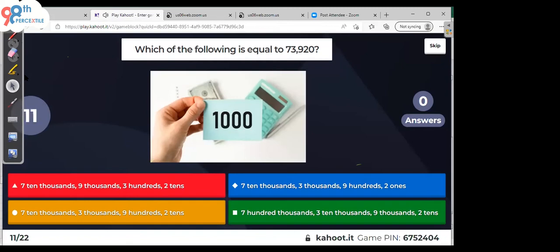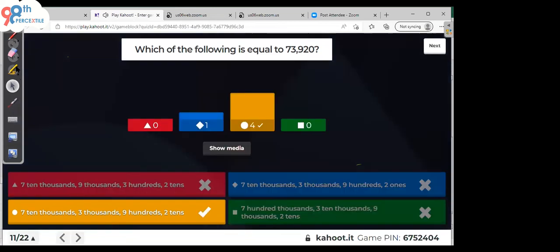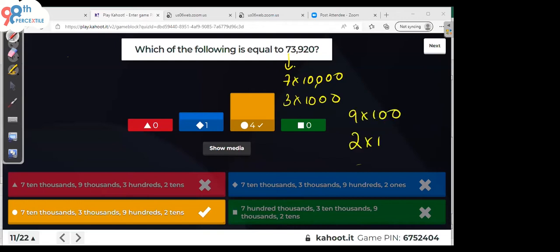It's the expanded form that you have to find out. Okay, so if you could see here, it is 73,000. So it is 7 times 10,000, right? Then we have 3,000s. Then we have 900. Then we have 2 times 10. And then we have 0 times 1.